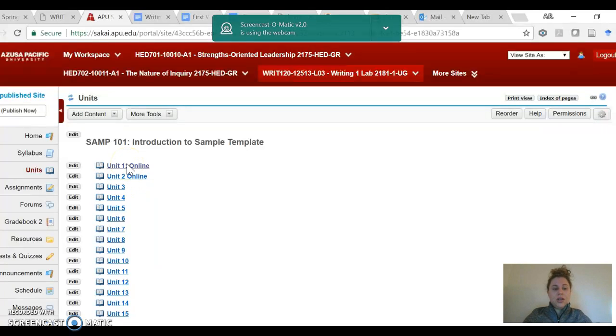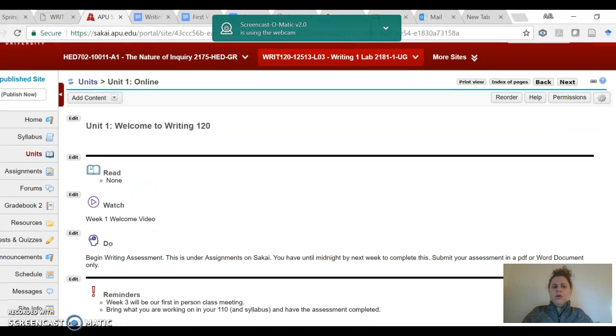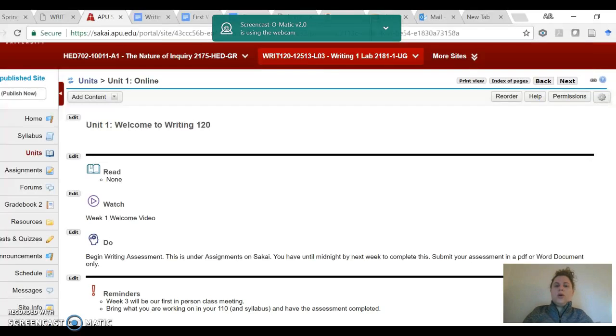So if I click on Unit 1, there will be very few readings that you'll have to do specifically for this class. I'm going to talk about a little bit the function of 120 in a second, but this mainly is to come alongside you as you are in 110, give you the writing support that you need. We'll talk goals of 120 in a second. So if there is anything to read, this will be right here.